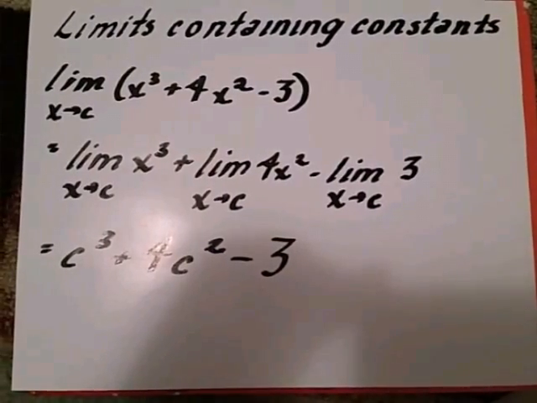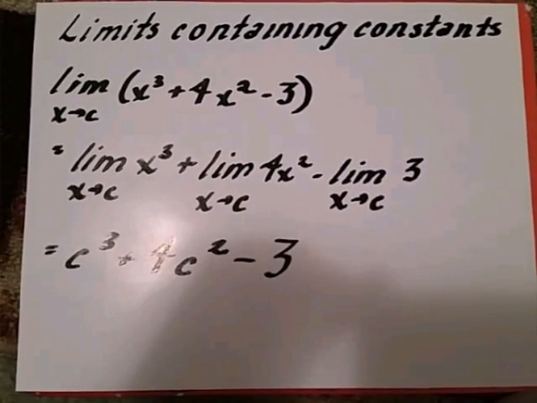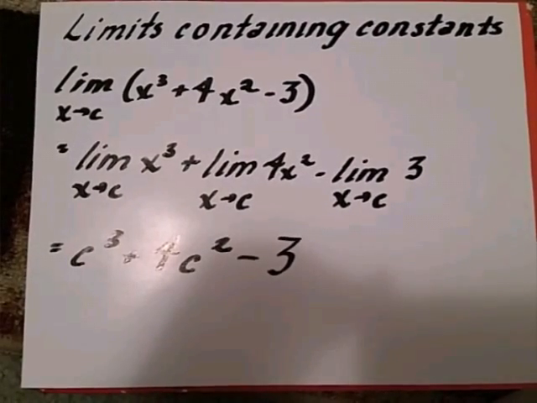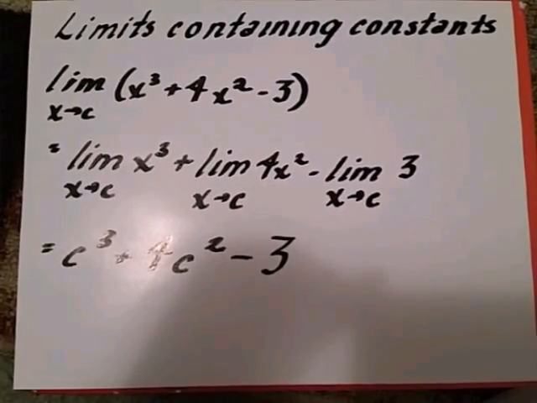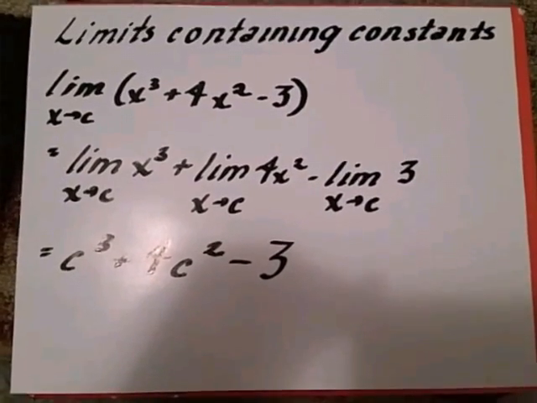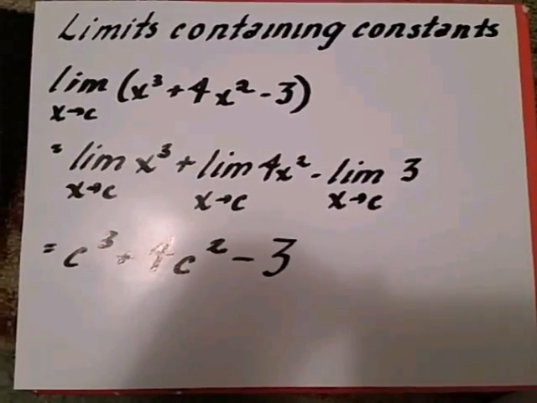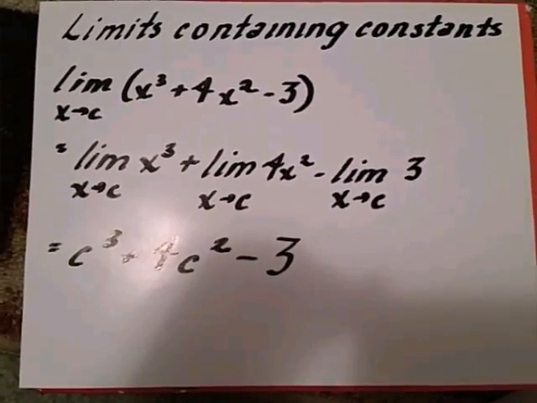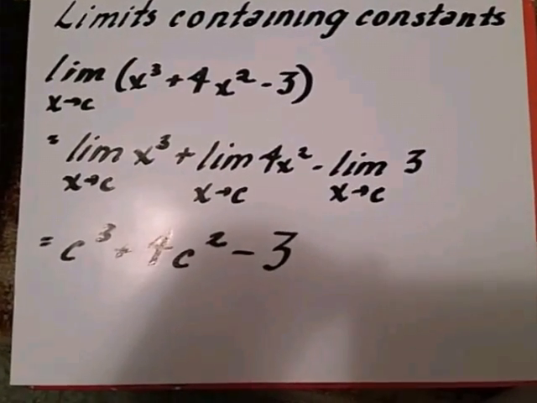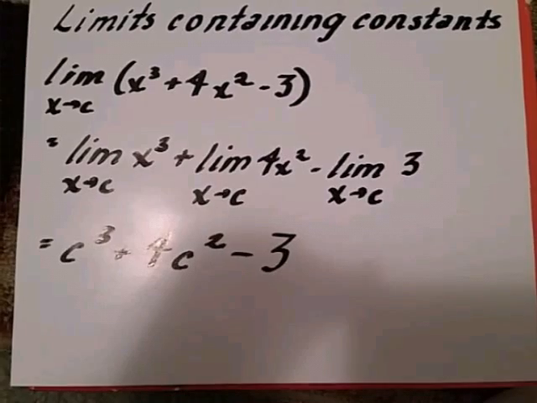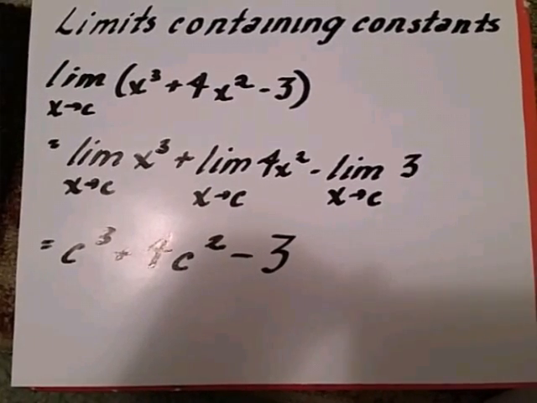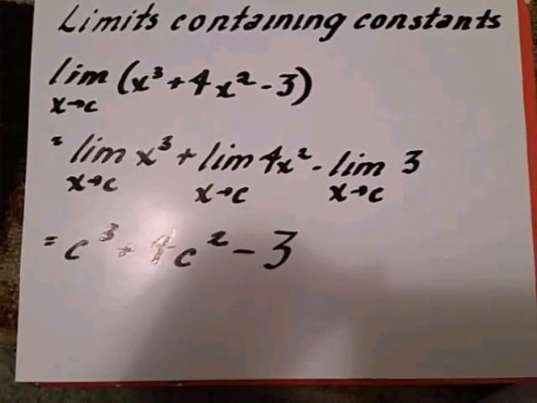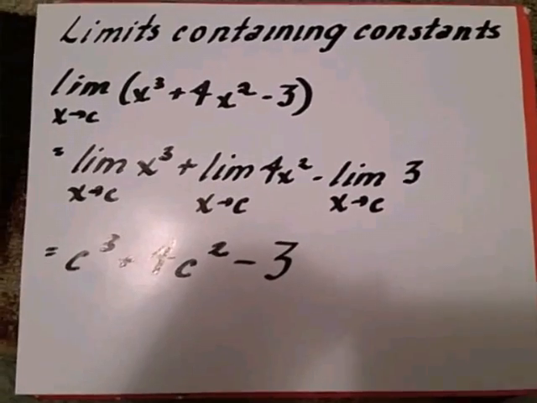Here we have limits containing constants. We have the limit as x approaches c of x cubed plus 4x squared minus 3. Here we'll use substitution to find the limit, and we'll plug in c for x cubed and we'll plug in c for 4x squared. And then we'll have a result: the limit as x approaches c of x cubed plus 4x squared minus 3 is c cubed plus 4c squared minus 3.